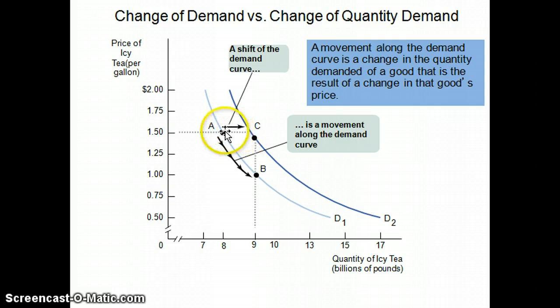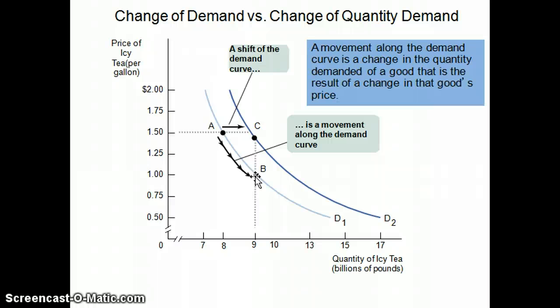To move from A to B, this is a movement along the line. What is causing the movement from A to B? It is a change in price. You can see at $1.50, there are 8 billion pounds of tea being demanded. At $1, you can see, now that the price has gone down, that more tea is demanded. So now there is 9 billion pounds of tea.